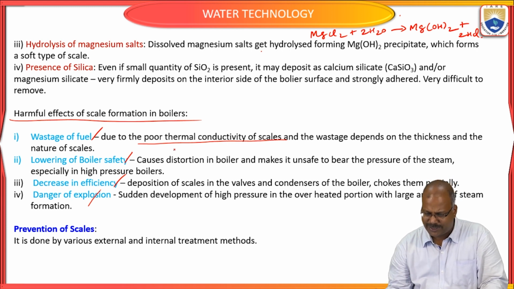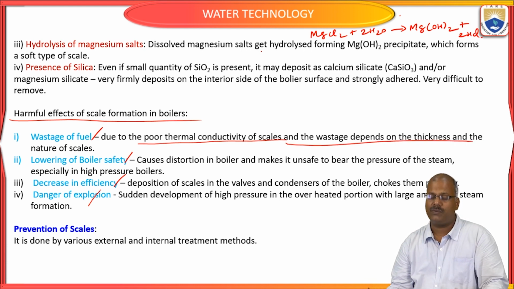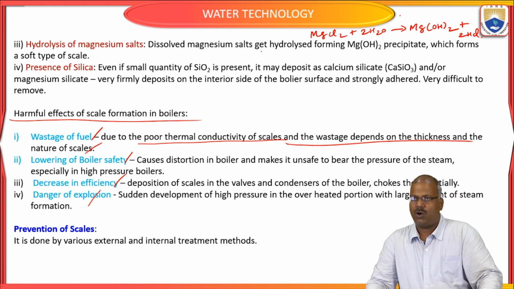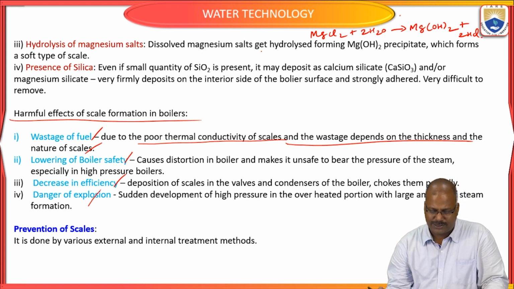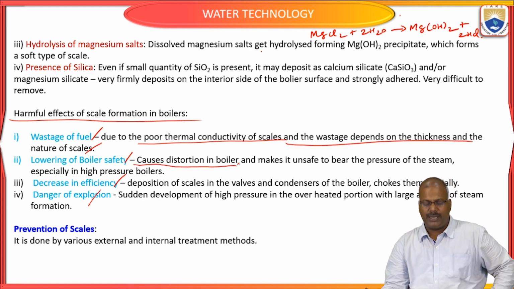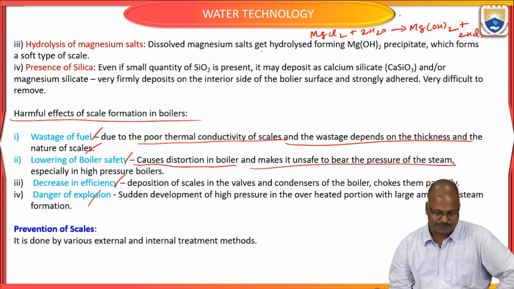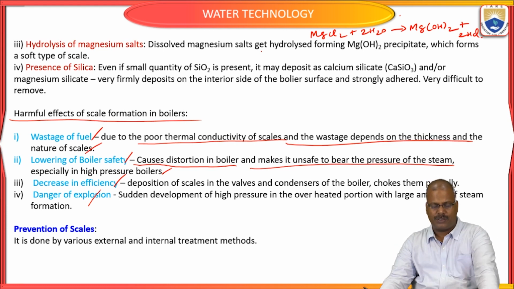Poor thermal conductivity of scales, and the wastage depends on the thickness. If the thickness of the scale is more, wastage is more. It also depends on the nature of scales, whether soft or hard. Lowering of boiler safety: the scales formed in the boiler cause a type of distortion and make it unsafe to bear the pressure of the steam, especially in high pressure boilers. So it may explode also. It is not safe for the boiler.